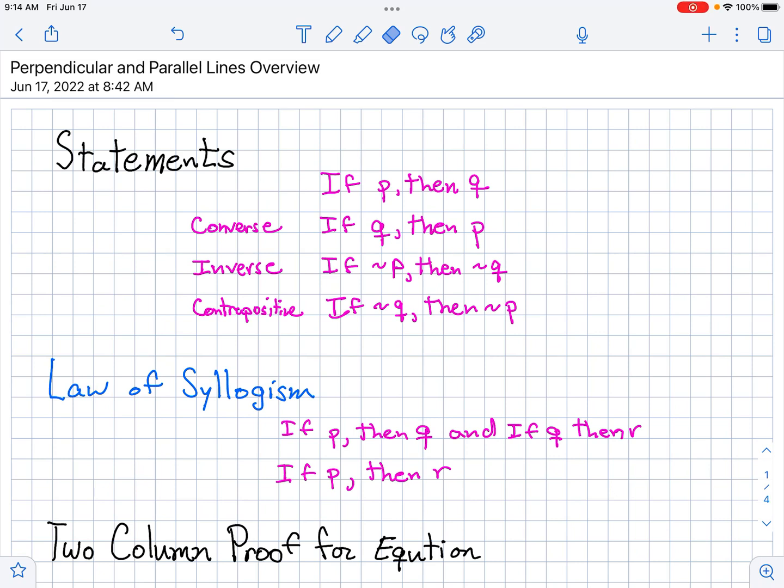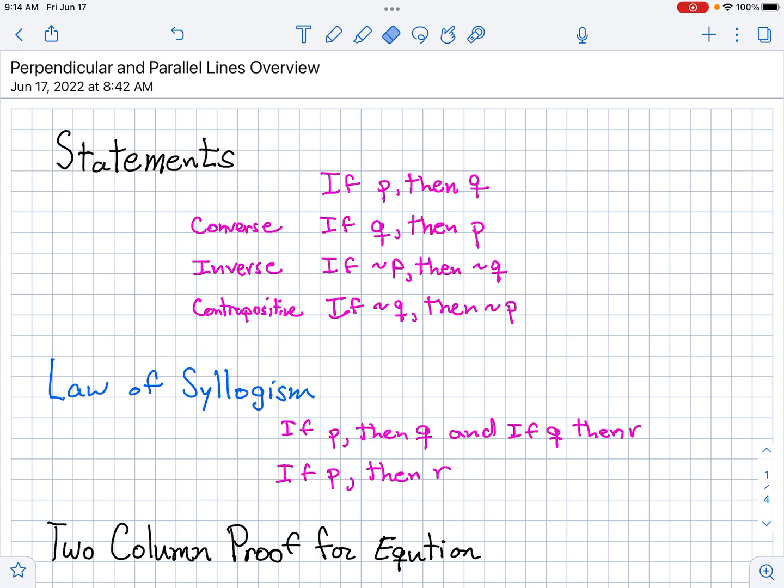Now to give you a little review to help you prepare for the test coming up. First of all, you need to understand the terminology and what we're looking for with regard to these if-then statements. So look, here's the deal. You have an if-then statement where you say, if this, then that. If P, then Q, where P, the if part, is the hypothesis, and the then part is the Q.